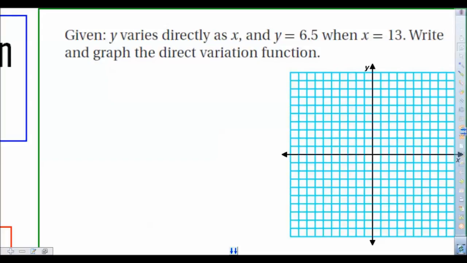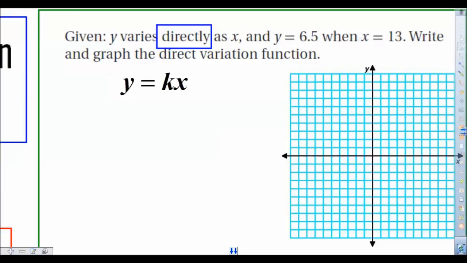Take a look at the first couple words in this problem. Notice the key word there, directly. So if y varies directly as x, we know what equation we should be using. Now that we have our equation in place for y and x, notice that they give us both y and x in the problem. They give us y here, 6.5, and they give us x right here of 13. So we're going to substitute those values into our direct variation equation. We put 6.5 in there for y and put 13 in there for x.